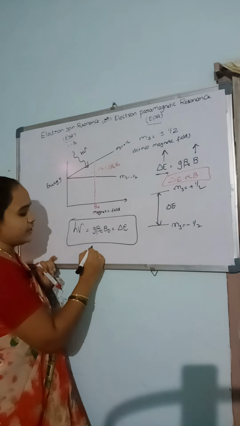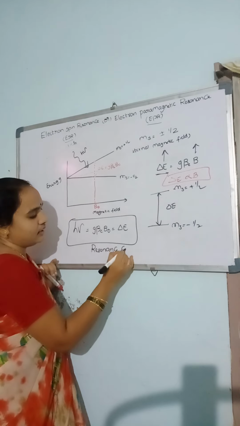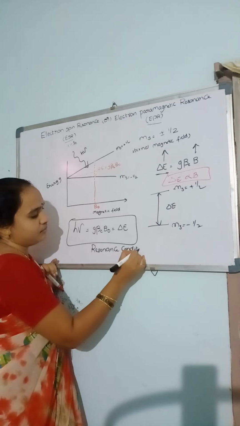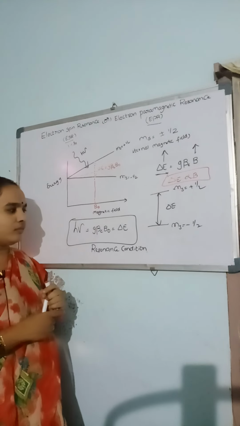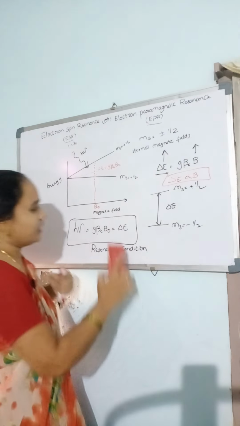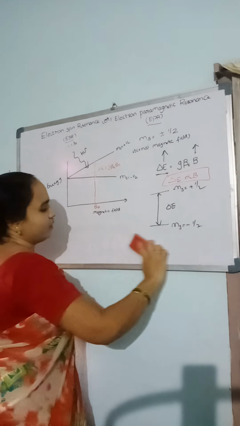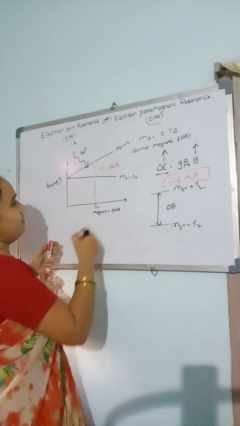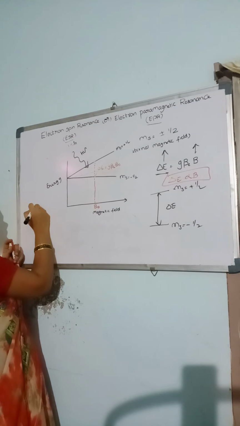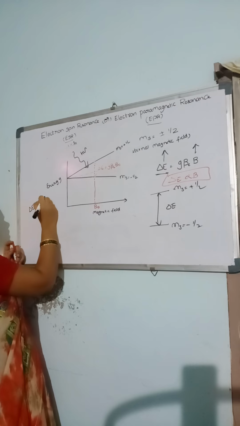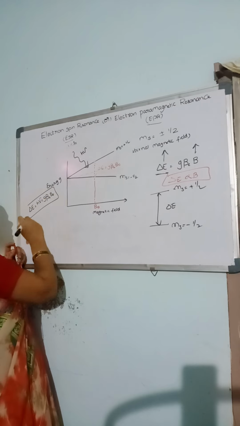This condition is called the resonance condition. If you draw the graph, if the radio wave is absorbed, I am writing again here, the resonance condition is delta E equal to h nu equal to g beta e B naught. This is the resonance condition.